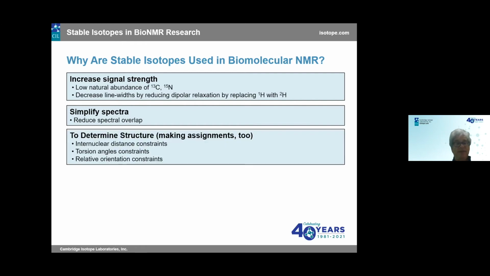Now, with this increased signal to noise and being able to simplify spectra in such ways, one can then conduct experiments to get the information that you really want, which is elements of structure: the primary sequence, the secondary structure, tertiary, even quaternary structure.